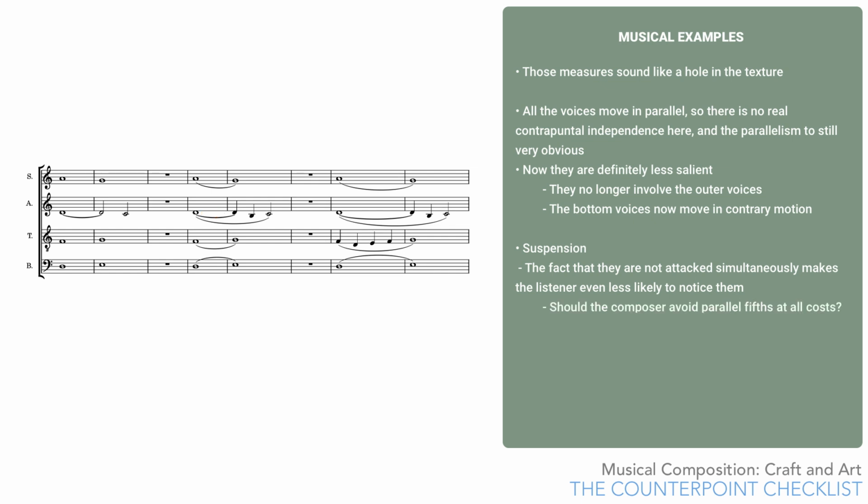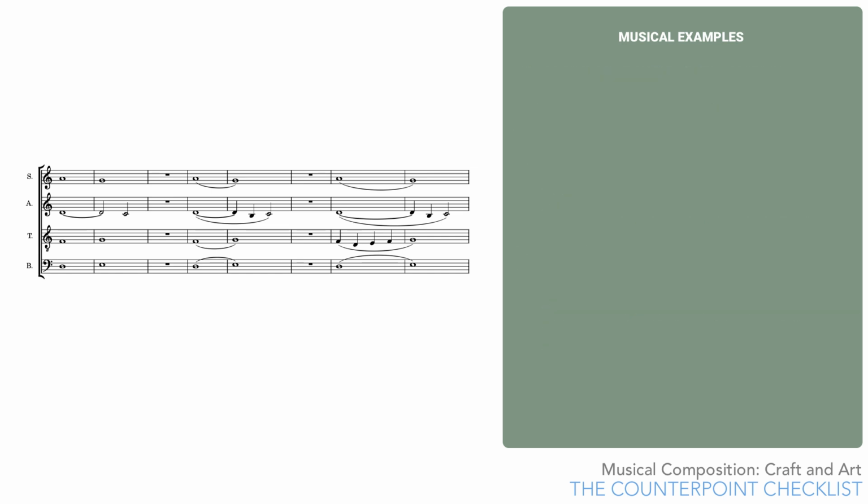So, should the composer avoid parallel fifths at all costs? No. What matters here is what we hear, specifically whether we hear a hole in the texture. The real issue here is salience, what stands out. Rather than just following the academic rules without thinking, the composer needs to ask whether there's an audible problem. And if even repeated listening doesn't point to one, there is no problem.